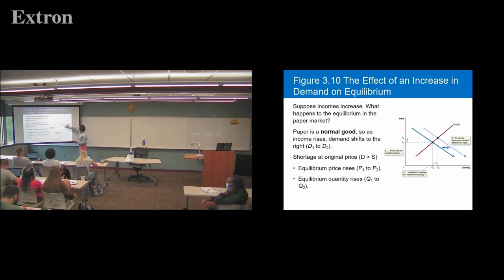We move from P1 up to P2, where the supply curve and the demand curve cross each other. We're going to end up with increasing prices and increasing quantity demanded. So basically what's going to happen is people get more stuff because there's an increase in demand, but they're going to have to pay more for those same goods and services.